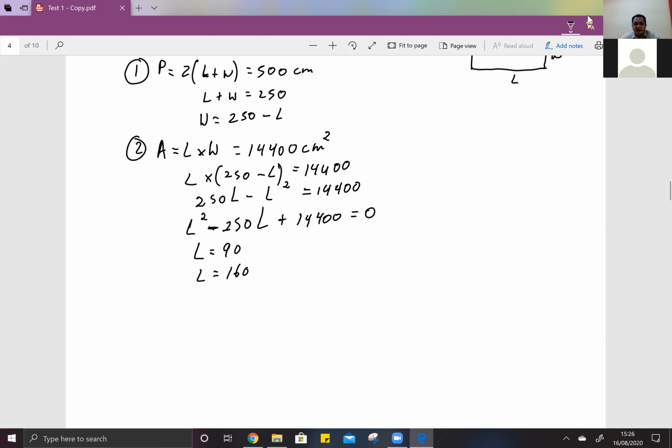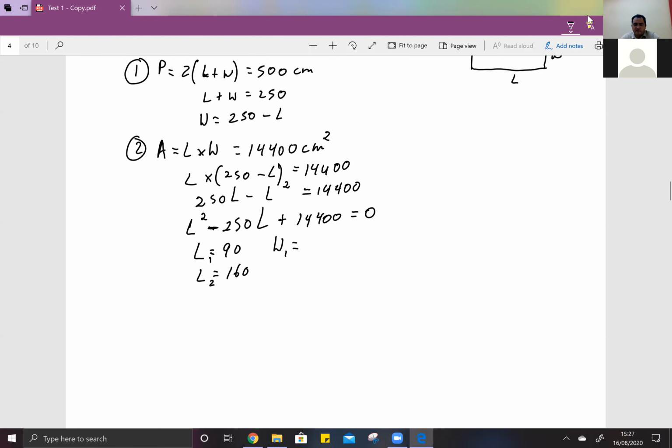Okay, Amir, can you just write L1 and L2? Okay, so now let's find the width. So what is W1 then? If L1 equals 90, W1 just next to that L1. Can you write W1?